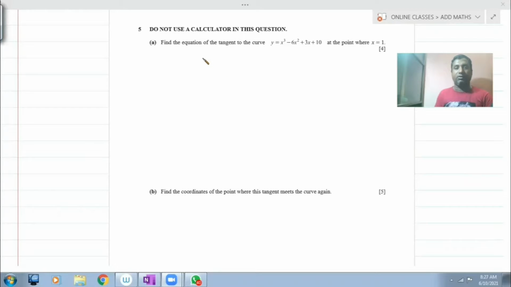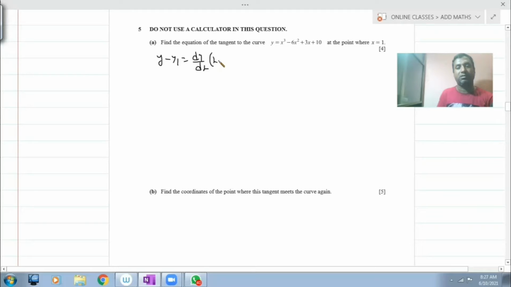There is given, find the equation of the tangent to the curve y equals x cubed minus 6x squared plus 3x plus 10 at the point x equals 1. So when we are finding the equation of the tangent, we need the formula. It is y minus y1 equals dy/dx times x minus x1. So first of all, we need to find this gradient. For this reason, we need to differentiate this.